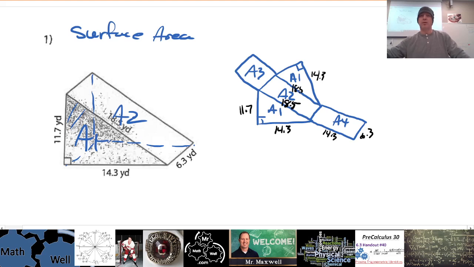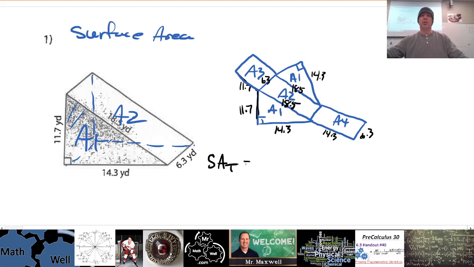This is also 18.5. We know that. And 6.3. And these faces, or these edges, I should say, are the same length. This is 11.7. And you can label as much as you can. Make sure you have dimensions for each area. Then it'll be real easy.